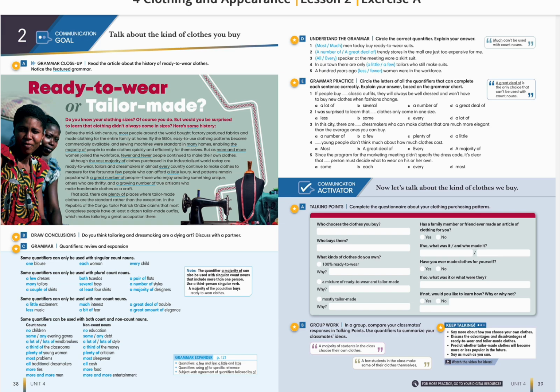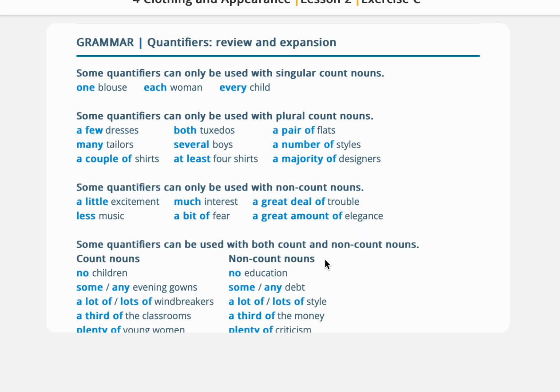For lesson number 5, we're going to work on grammar as well, okay? That is related with quantifiers, review, and expression, okay? So, we have here the first part of the class that we are going to cover this week. It's grammar quantifiers. Okay, what are quantifiers?